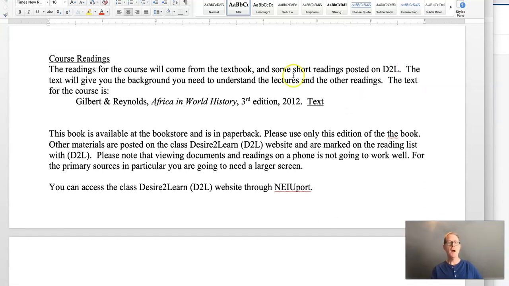All right. Course readings. This is a history class. You have to read. There is a textbook. You need to get this textbook: Gilbert and Reynolds, Africa and World History, 3rd edition, 2012. There's lots of used copies out there. Okay, it's pretty old.